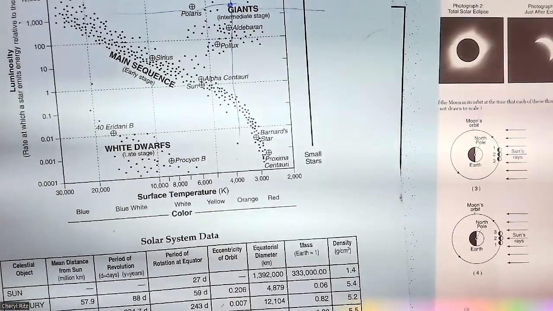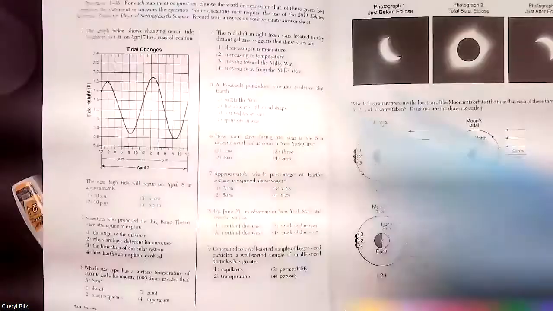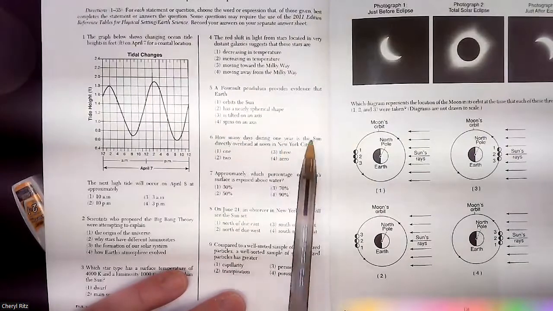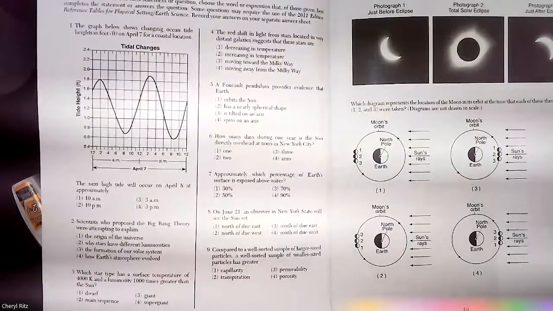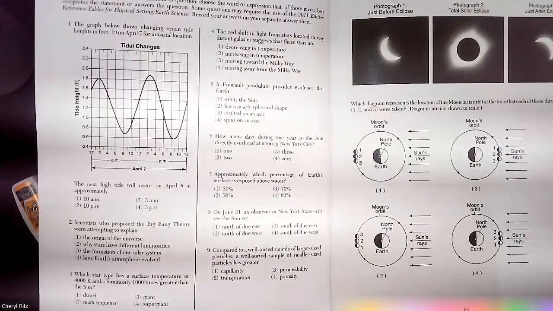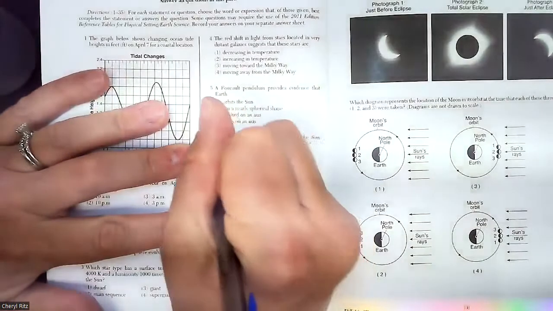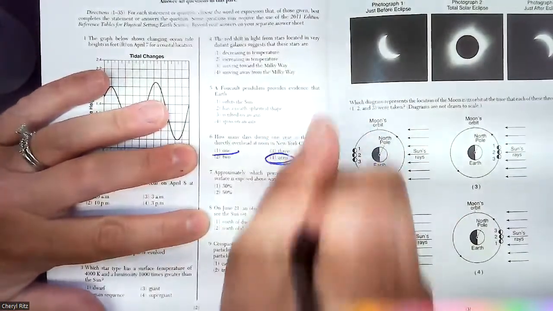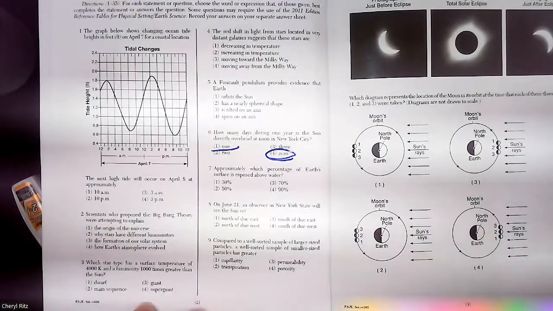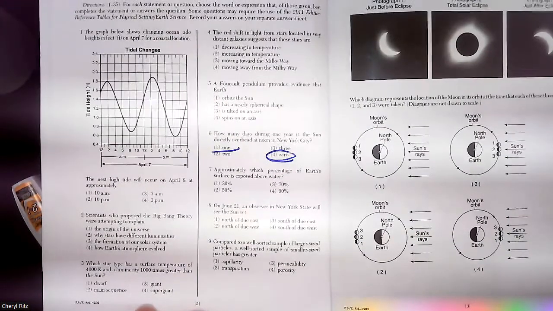Victoria, which one do you want me to go over? Number 6. Oh, and I don't even have to turn the page. How many days during 1 year is the sun directly overhead New York City at noon? Oh, this is a trick question. The answer is never. It is never directly overhead in New York State at all. Never. Trick question.